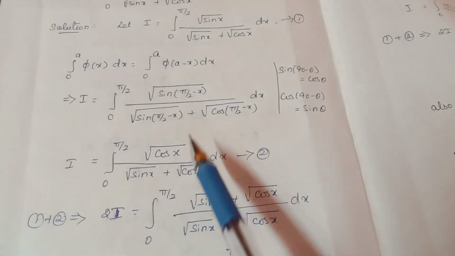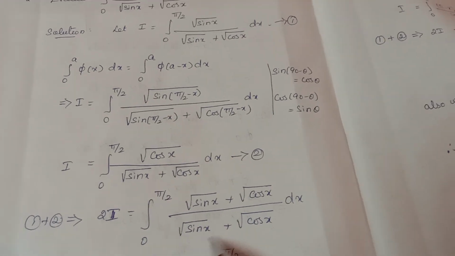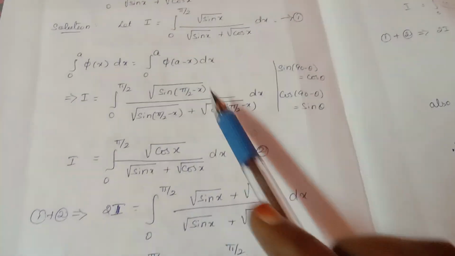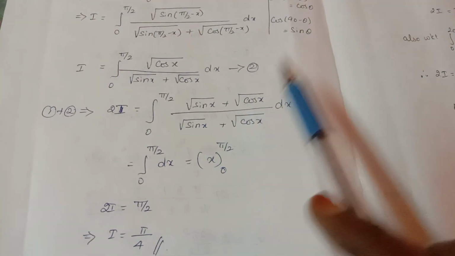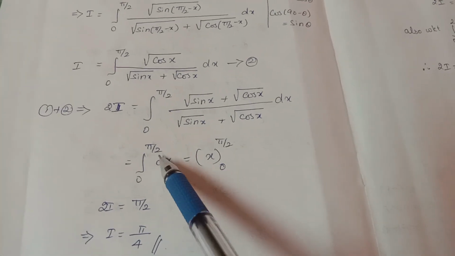So now let me add both the integrals. For both the integrals, the denominator is same, no? So 2I equal to integral 0 to pi by 2 of root sin x plus cos x. In the numerator again you will get what? Root sin x plus root cos x. So both of them get cancelled. So simply you have integral 0 to pi by 2 dx.